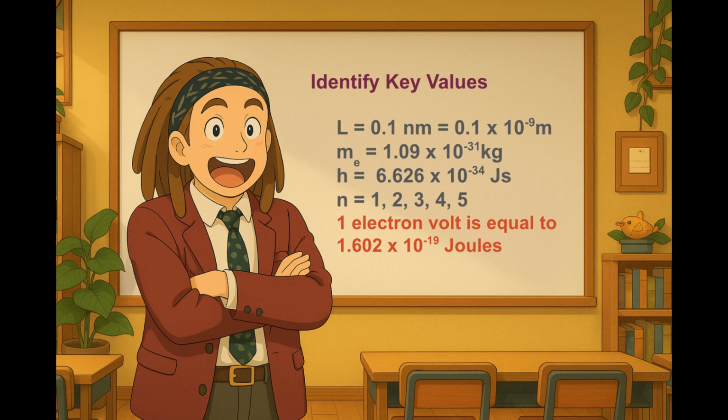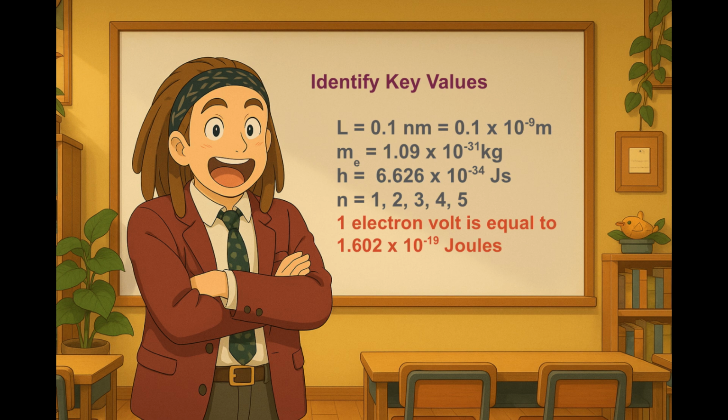Me, the mass of the electron, a fundamental constant, approximately 9.109 times 10 to the negative 31 kilograms. H, Planck's constant, another fundamental constant, approximately 6.626 times 10 to the negative 34 joule seconds. This constant is central to all quantum mechanics. N, this is our principal quantum number. It's a positive integer, n equals 1, 2, 3, and so on, and it tells us which energy state the electron is in. En, the energy of the electron in the nth state, which is what we need to calculate.